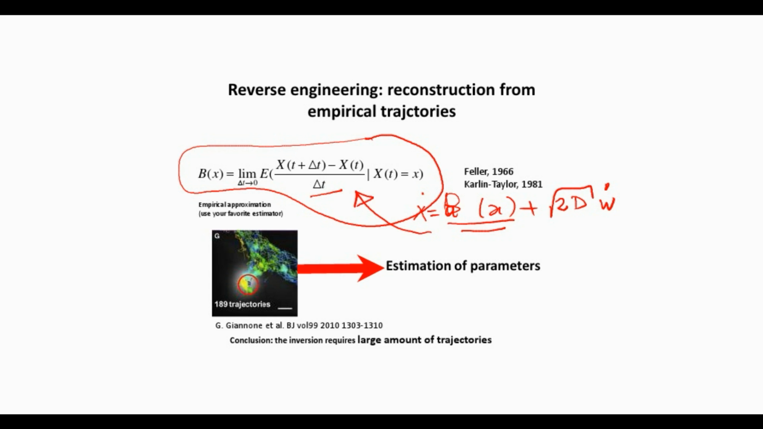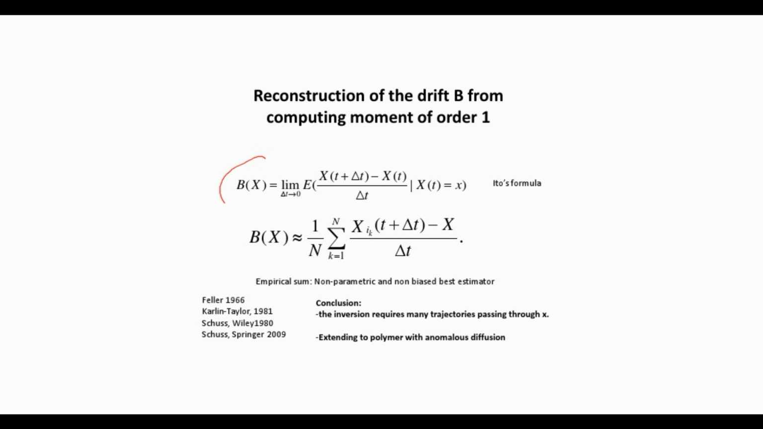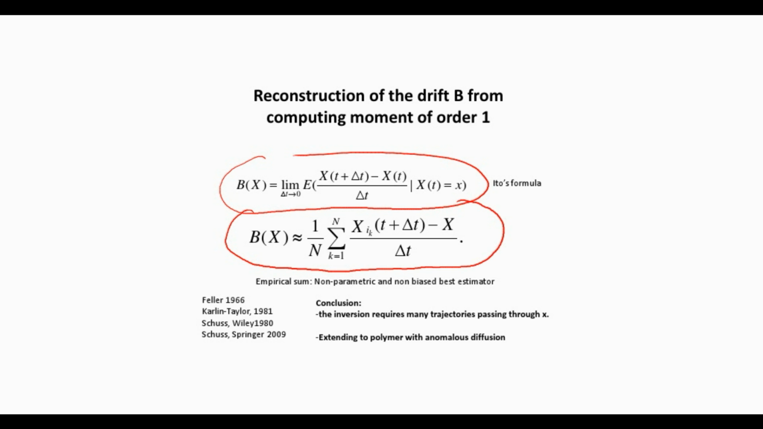And actually, taking the formula that we have just seen, we can build with not much effort the following empirical estimator by averaging over all trajectories that are going through the point x. And this empirical sum is a good approximation of the drift at position x. So in this way, we can invert the stochastic equation using the massive amount of trajectories. And I would like to note here that this analysis can be extended to polymer physics, where you get, in general, anomalous diffusion. So this will be the subject of a different lecture.